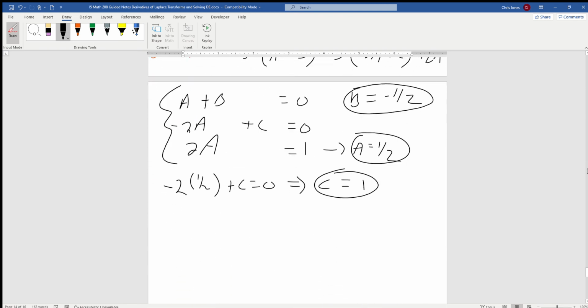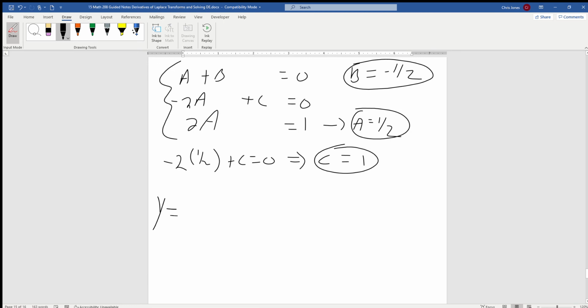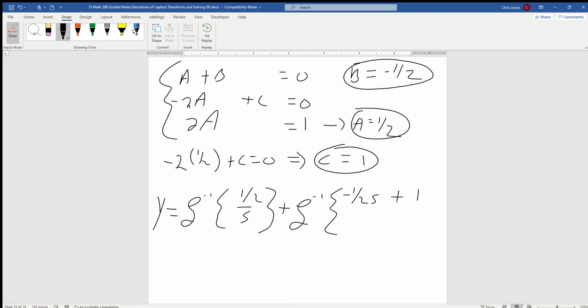All right, so now we're going to have that y is going to be equal to inverse Laplace. We know that A is a half over s, so that's the easy one. Not so easy is this animal. It's going to have minus 1/2 s plus 1. And then we remember in the denominator we had s squared minus 2s plus 2. All right. And how do we go from here?